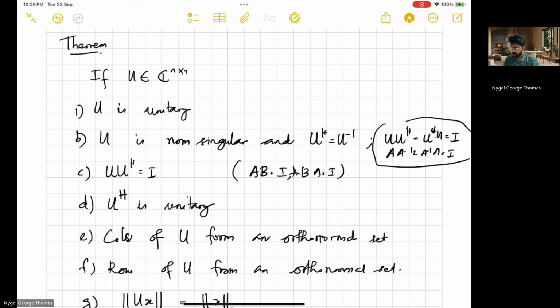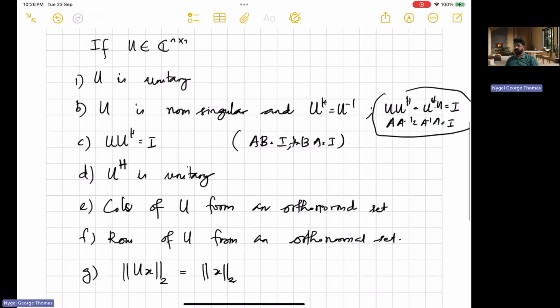Then U Hermitian is also unitary, because U Hermitian into U Hermitian whole Hermitian is equal to U Hermitian into U, which is again equal to I. Then columns of U form an orthonormal set. This we have already seen, as we started with an orthonormal set. Rows again form an orthonormal set.